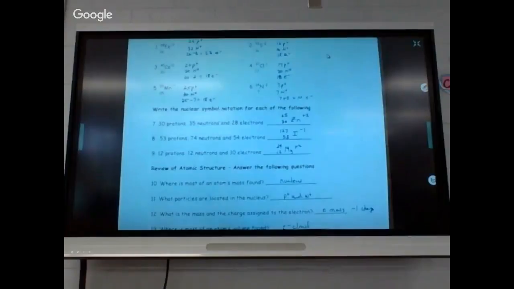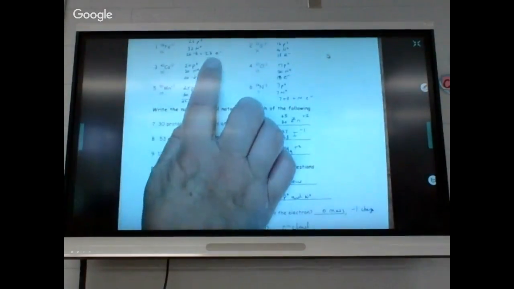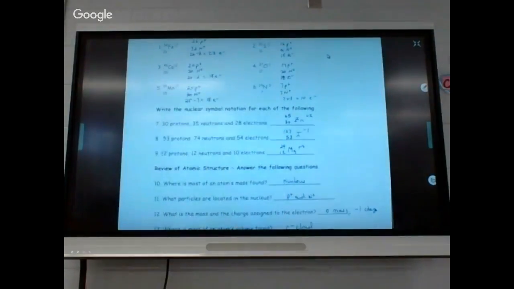But that means that when I wrote the answers down, and see how I wrote 23 with a little e minus? People go, Ms. Wall, do I have to put e minus behind the number? The answer is no, you don't, okay? That's just so I knew when I was calling out the answer that was the number of electrons, okay? As long as you know that you've got the number of electrons, protons, and neutrons right, I don't care if you wrote the symbols behind it, before it, or what.